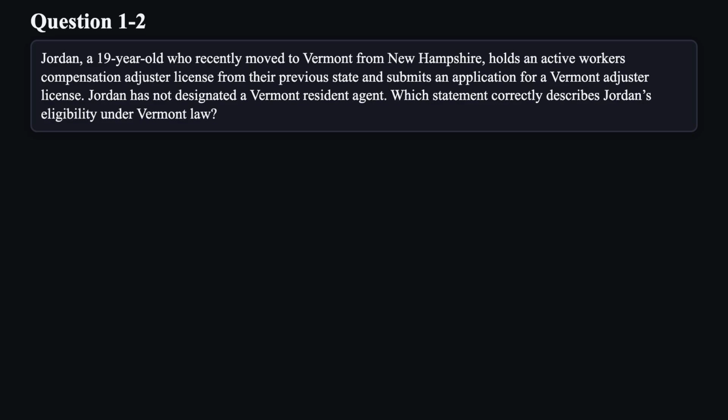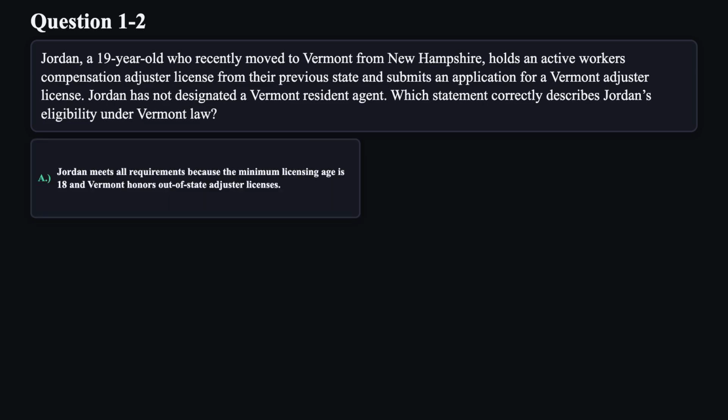Question 2. Jordan, a 19-year-old who recently moved to Vermont from New Hampshire, holds an active workers' compensation adjuster license from their previous state and submits an application for a Vermont adjuster license. Jordan has not designated a Vermont resident agent. Which statement correctly describes Jordan's eligibility under Vermont law? A. Jordan meets all requirements because the minimum licensing age is 18, and Vermont honors out-of-state adjuster licenses.